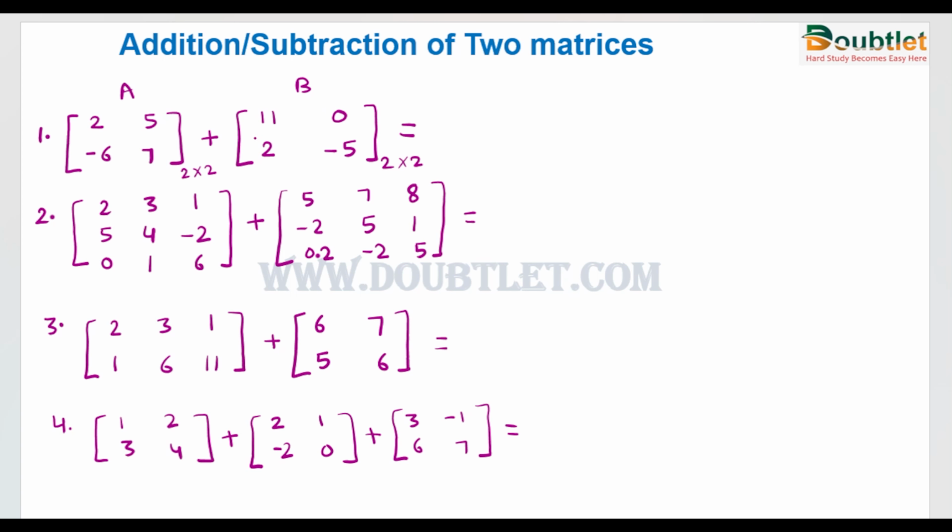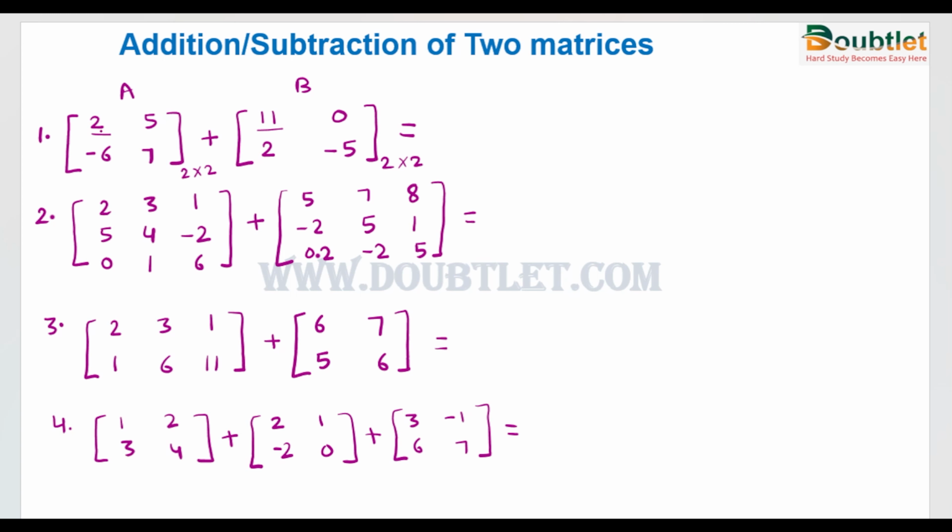So to perform the addition operation on these two matrices, what will we do? We will add the corresponding elements. Suppose A11 will be added to B11, A12 will be added to B12, similarly A13 will be added to B13, A21 will be added to B21 and A22 will be added to B22. In this way we add the corresponding elements of both matrices.